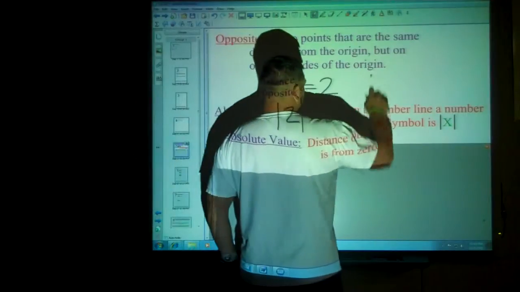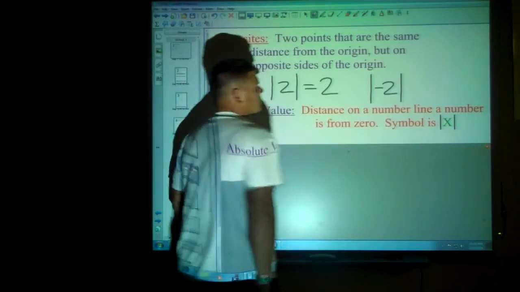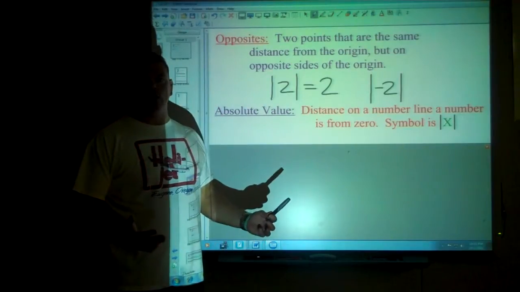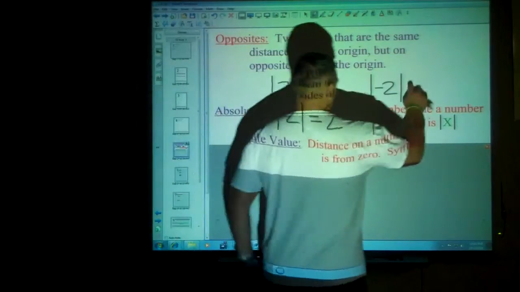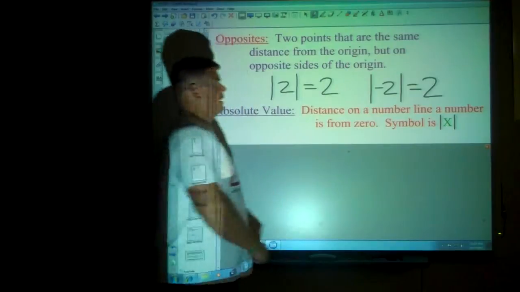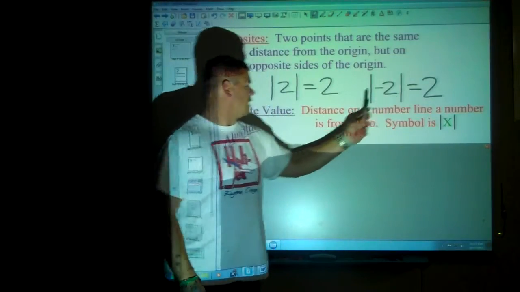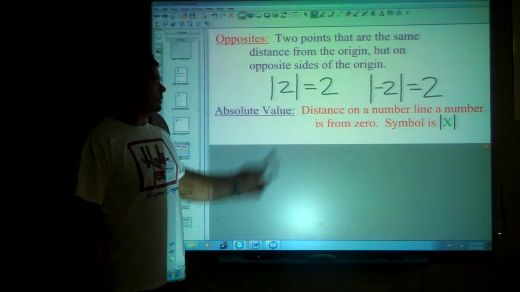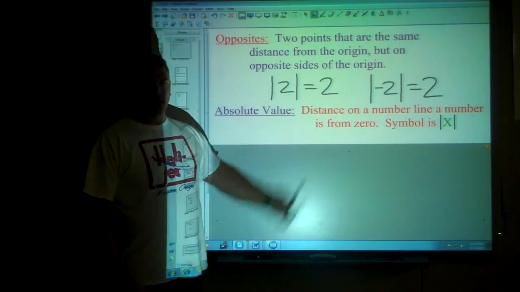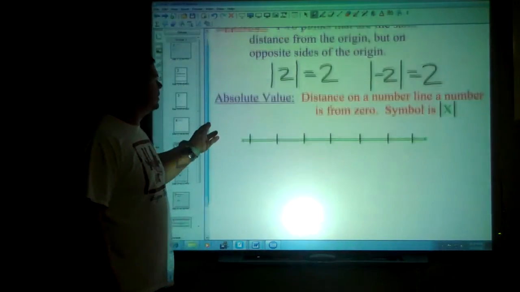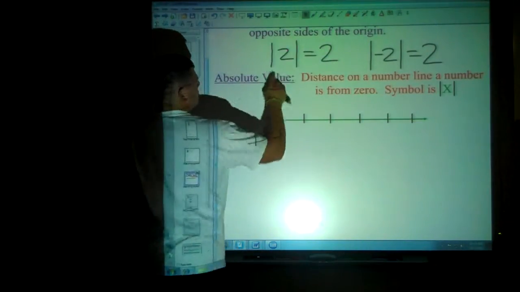The reason why people think opposite is because they'll see the absolute value of negative 2. Now, how far away is negative 2 from 0? It's also 2 units away. So because people see this become a positive 2, they think to themselves, oh, it must mean opposite. Well, it doesn't mean opposite here. The best way I can explain it is, I'll move these down here.